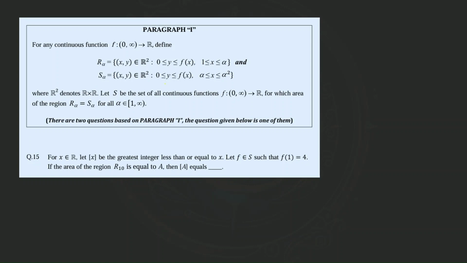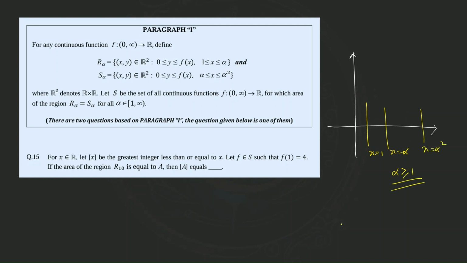Let S be the set of all continuous functions f defined from this to this, for which the area of the region R alpha is equal to S alpha for all alpha belonging to this interval. So we are given these two regions. Let's say this is our xy plane, and this is the line x equal to 1, and let's say this is the line x equal to alpha, and this is the line x equal to alpha square, where alpha is greater than or equal to 1.